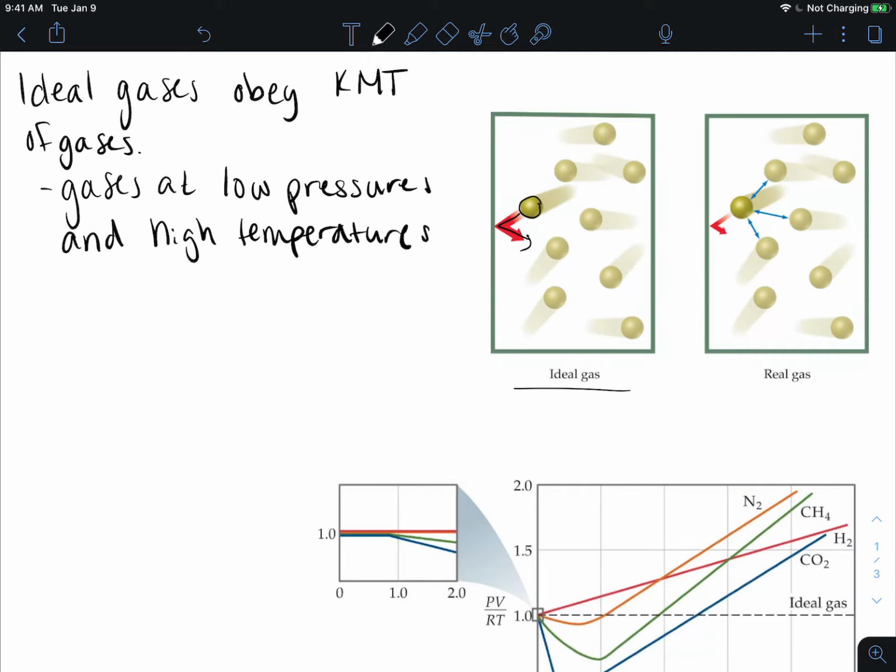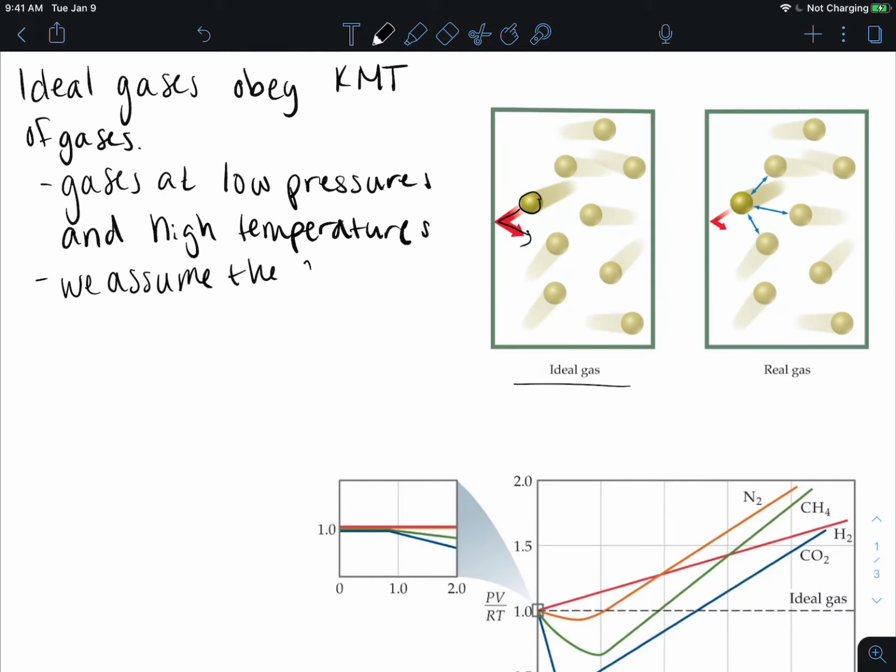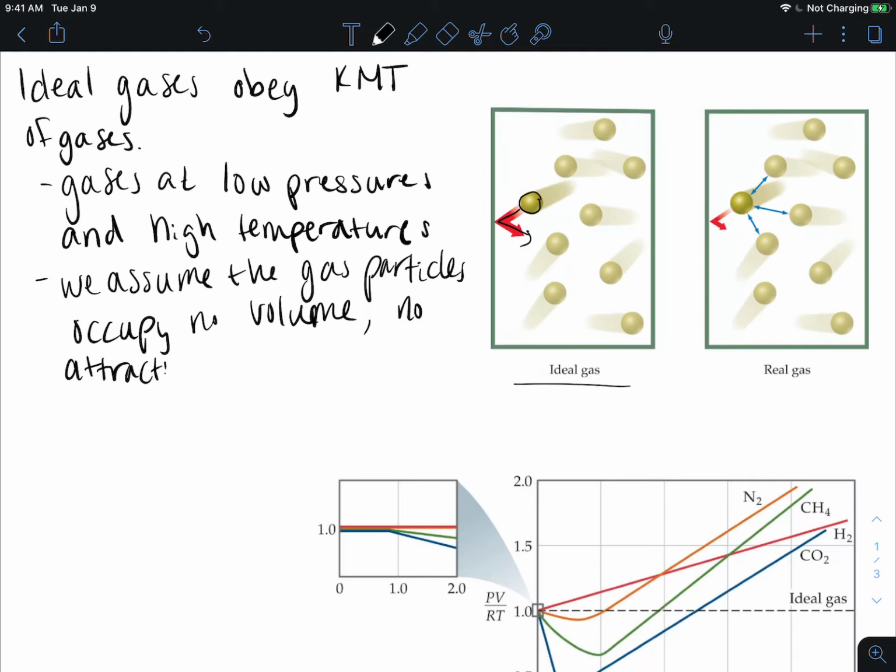So with ideal gases, we assume the gas particles occupy no volume, we assume that there are no attractive and repulsive forces, and that all collisions are entirely elastic.